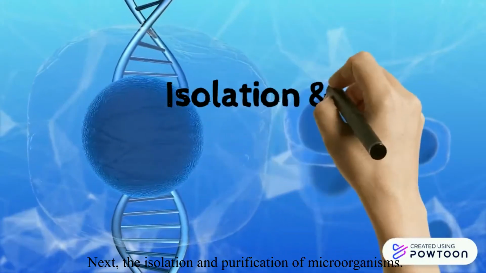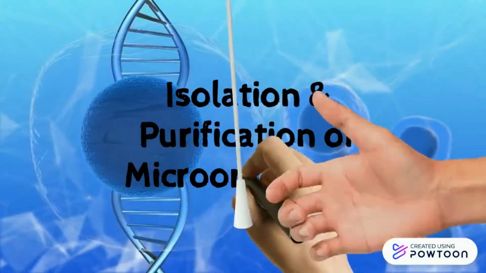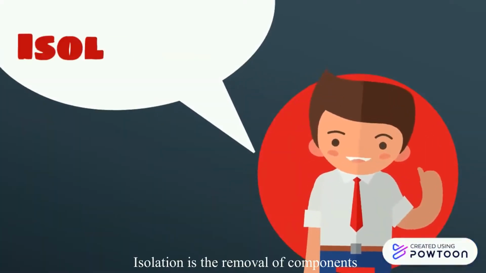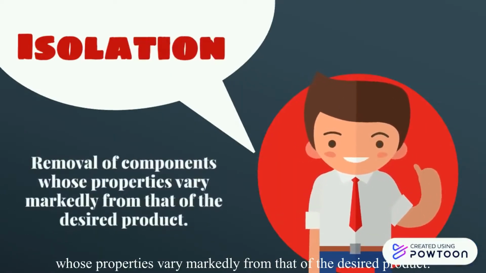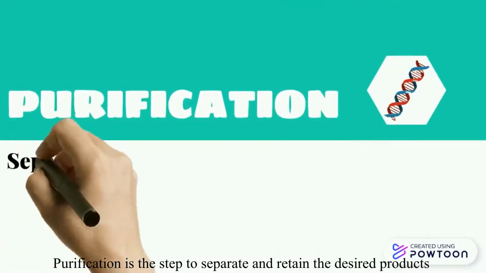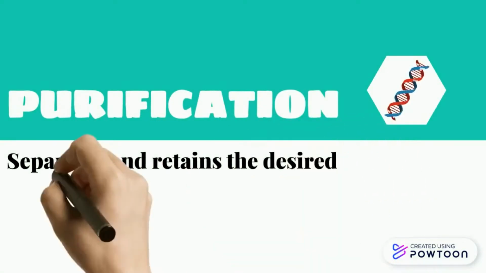Next, the isolation and purification of microorganisms. Isolation is the removal of components whose properties vary markedly from that of the desired product. Purification is the step to separate and retain the desired product at the highest purity.